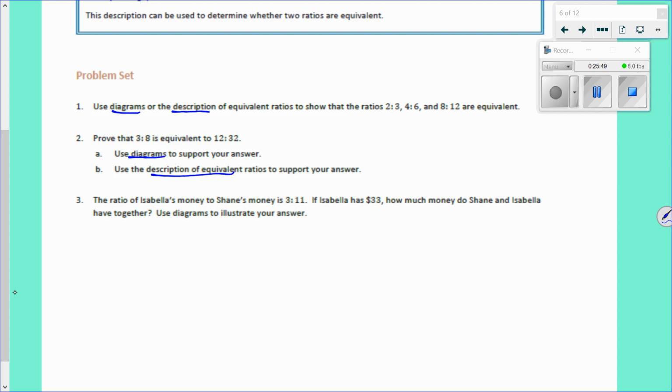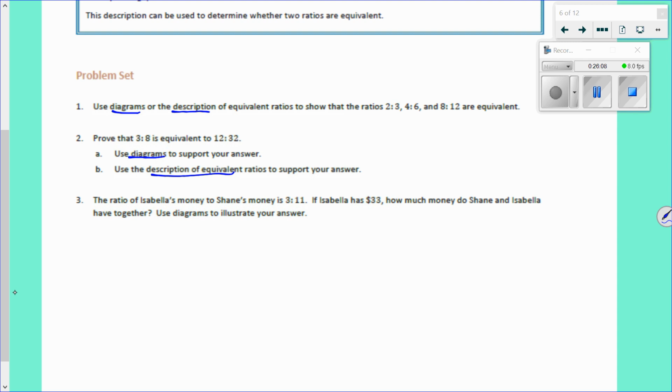Part number 2 actually doesn't give you an option. It's going to make you do both. So, part A, you have to use a tape diagram. Part B, you have to use the definition of equivalent ratios. In other words, turn these both into fractions, show that 12 over 32 simplifies to 3 over 8 by showing me what you would divide by.